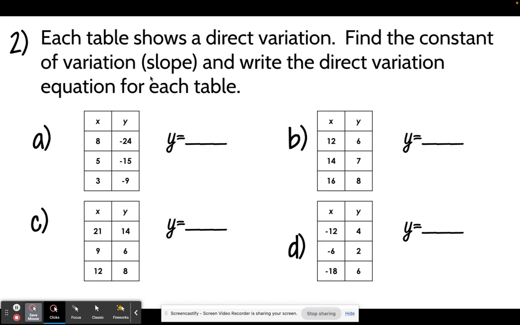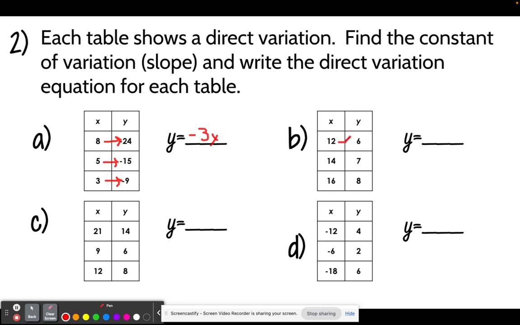Okay, each one of these shows a direct variation, so they're telling us that it's a direct variation. We just need to figure out what our k is. So how did I get from 8 to 24, 5 to negative 15, 3 to negative 9? You're right, I'm multiplying by negative 3. So y equals negative 3x.